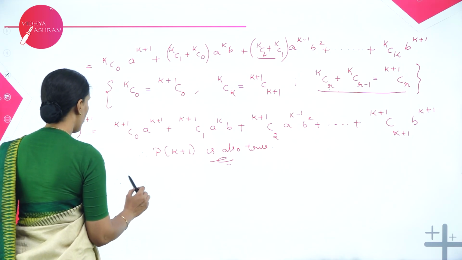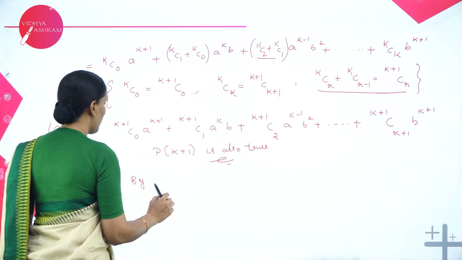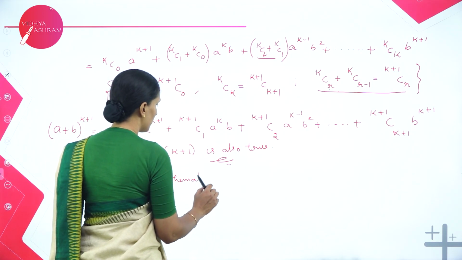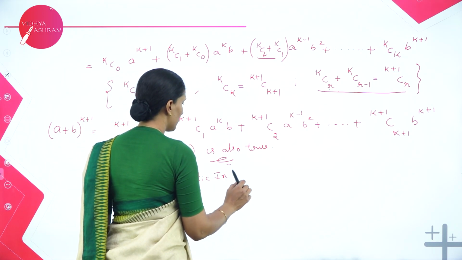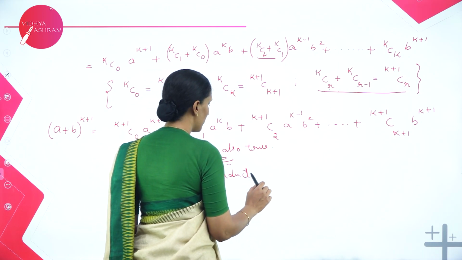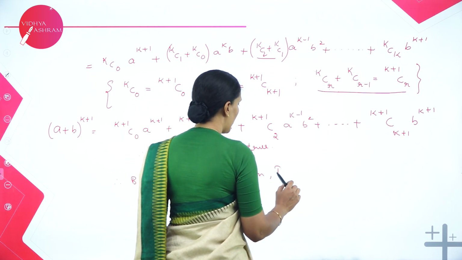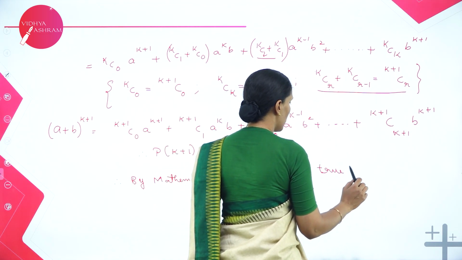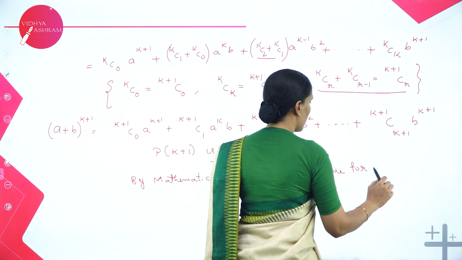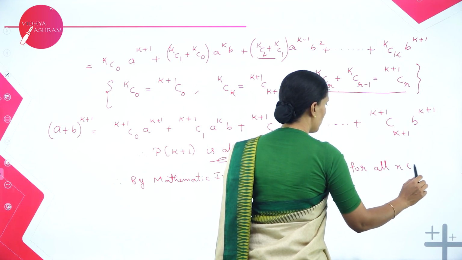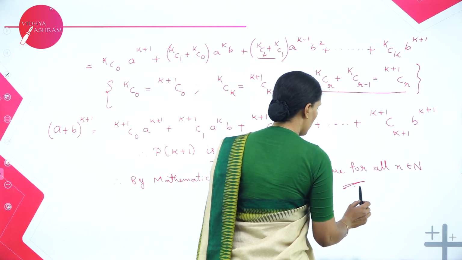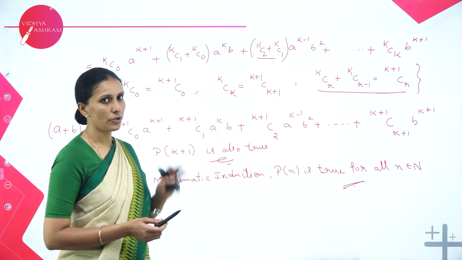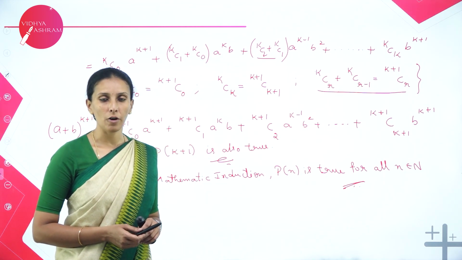So therefore, by the mathematical induction method, the result P of n is true for all n belongs to N. So that is the set of natural numbers. Whatever value you take for n, the result is true. So this is the proof of the binomial theorem.